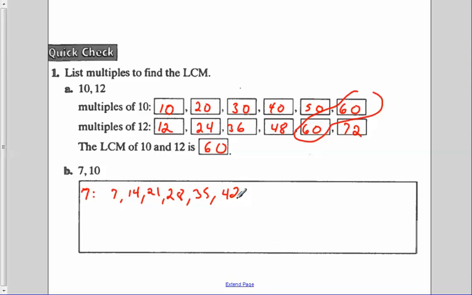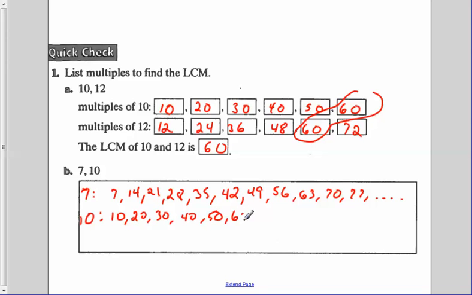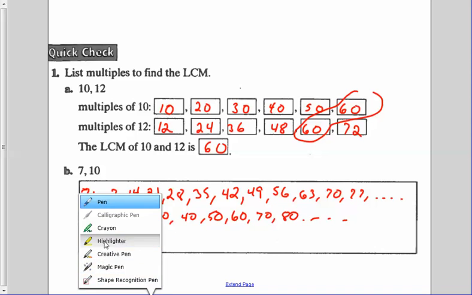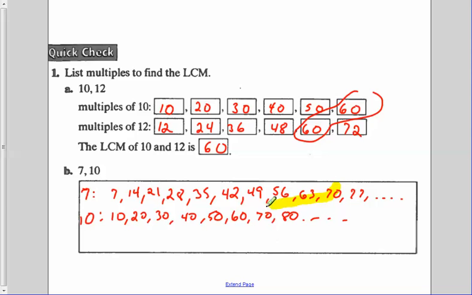35, 42, 49, 56, 63, 70, 77. We can keep on going. And then if we look at our multiples of 10, we have, again, 10, 20, 30, 40, 50, 60, 70, 80, and we can keep on going. But we don't need to, because we have a common multiple right now, and the least one would be 70. So the least common multiple of 7 and 10 would be 70.